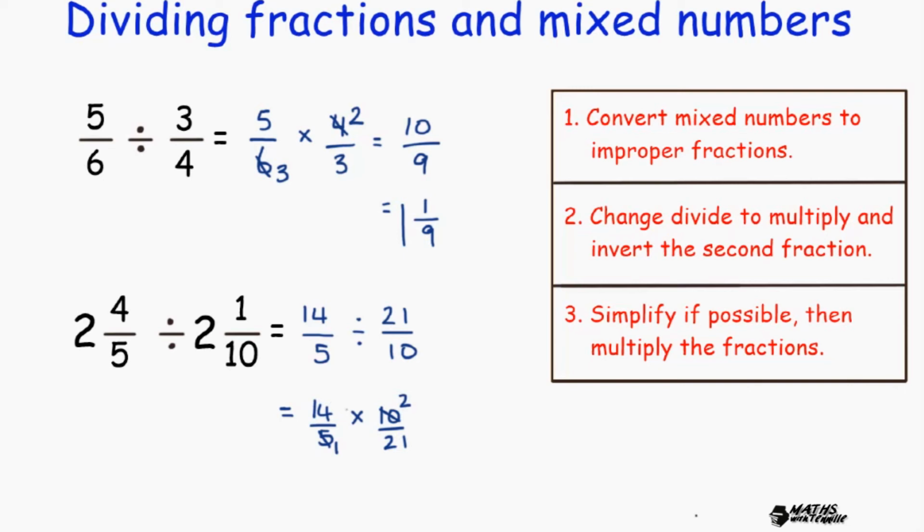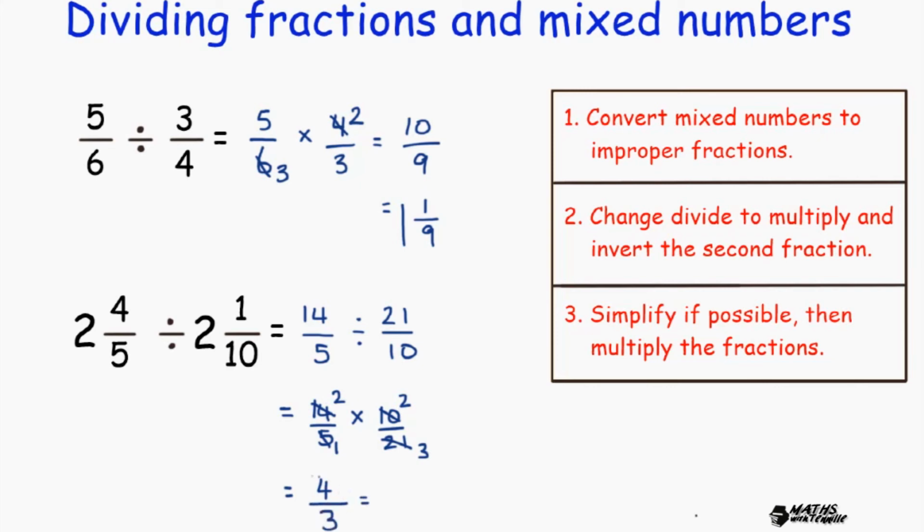Then I'm going to look at the 14 and the 21. 7 goes into 14 twice, and 7 goes into 21 3 times. Then I'm going to multiply my fractions. So I have 2 times 2 is 4, and 1 times 3 is 3.